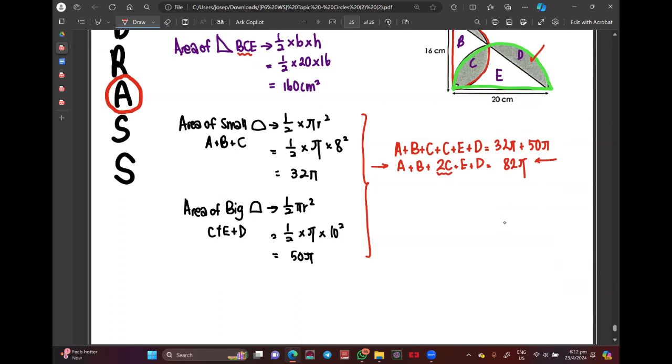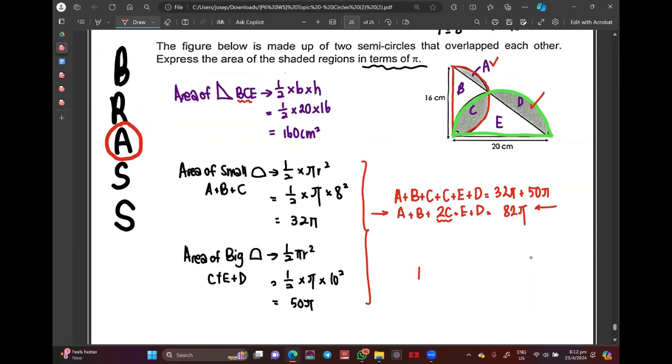Okay, what do I want? I want only the shaded part, right? Which is A plus C plus, this is what I want. So if I want this, I need to minus something, correct or not? What am I going to minus? I'm going to minus B, I'm going to minus C, I'm going to minus E.